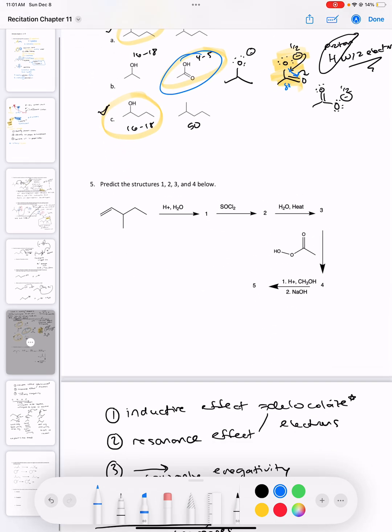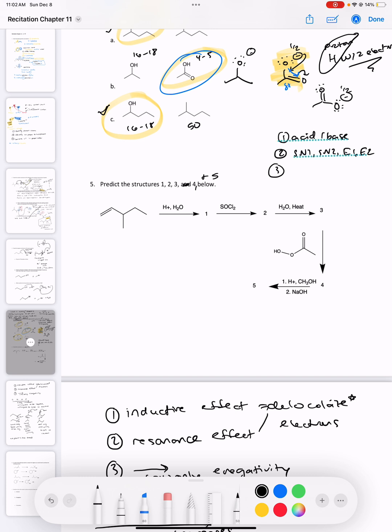Okay, the next one, predict the structures 1, 2, 3. That should be 1, 2, 3, 4, and 5. Sorry. Okay, so the first one is acid catalyzed hydration, and this is something that I think I talked about on your practice final, but you can kind of run through all the reactions we've learned so far. So the first one is acid-base, and then the second ones we learned were SN1, SN2, E1, E2. And then the third one is addition reactions.